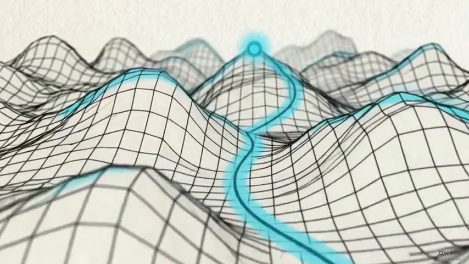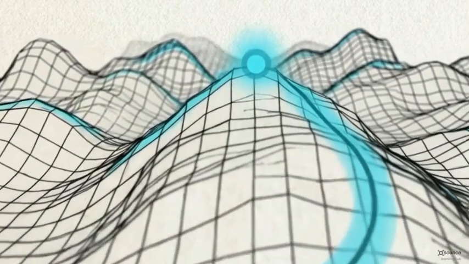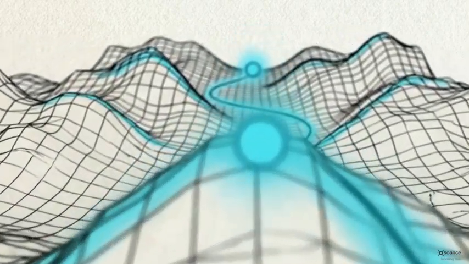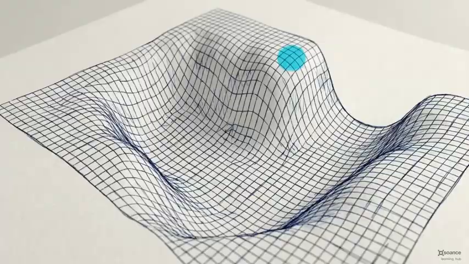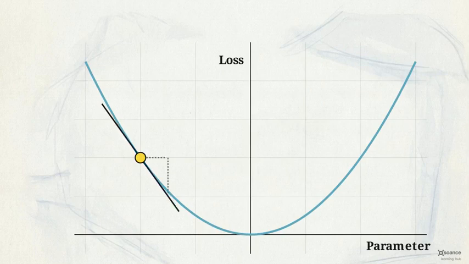Training a neural network is essentially a navigation problem. We are trying to find the absolute lowest point across a massive, multidimensional loss surface. The standard way to find that bottom is a technique called gradient descent. You calculate the slope of the surface at your position and take a small step downward.